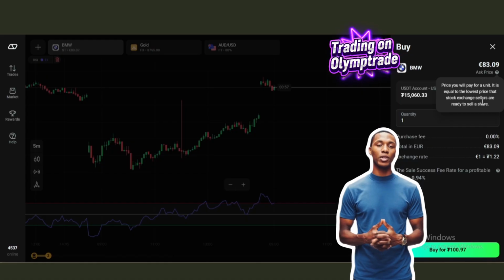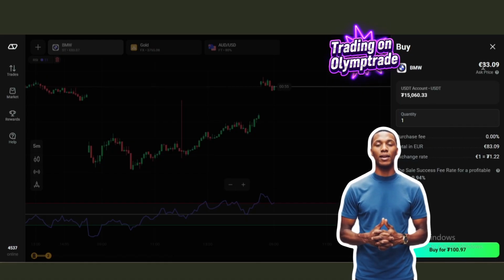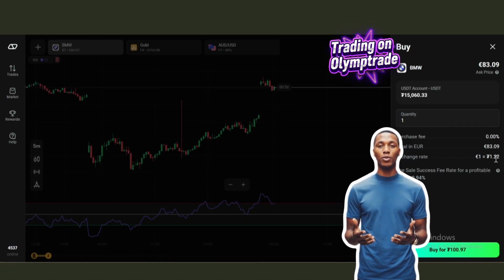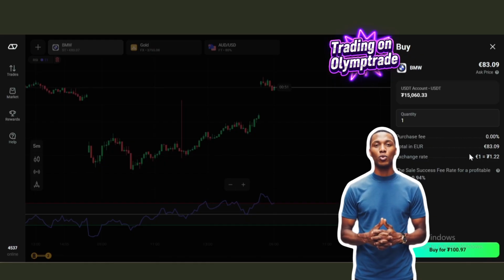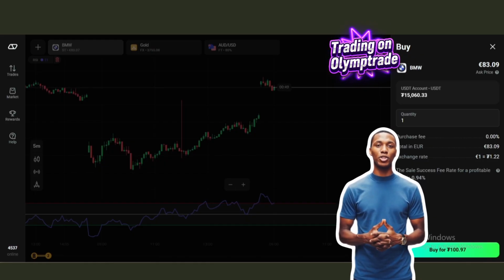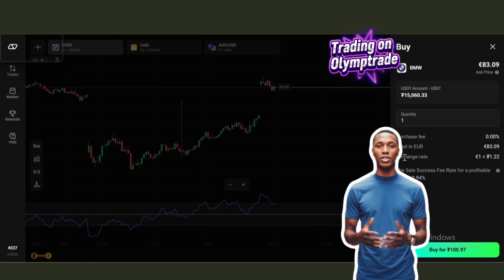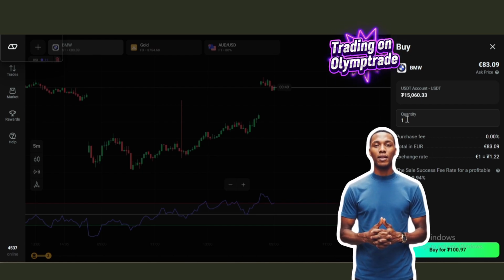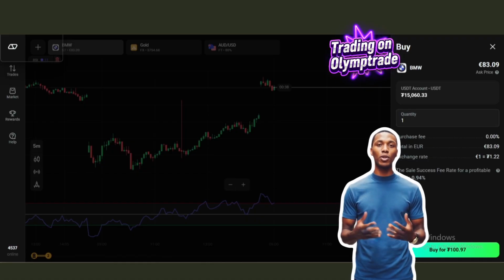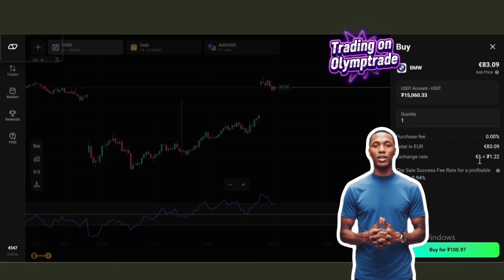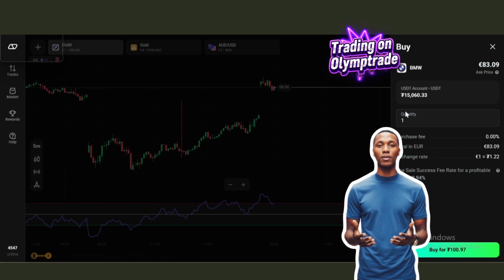You can see the information needed for the asset is displayed there. One quantity of the BMW asset is 83 euro and some cents. You can see the exchange rate there underneath the asset, euro to USDT value. Knowing where the exchange rate is listed, the exchange rate will tell us the value in USDT when buying one quantity of the BMW stock.